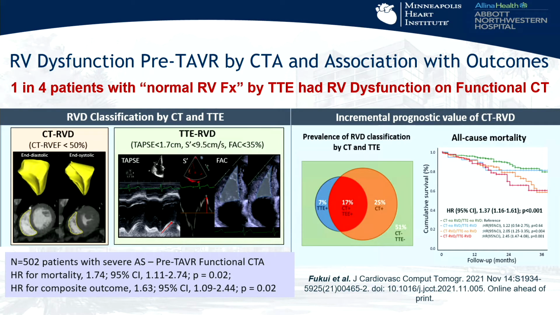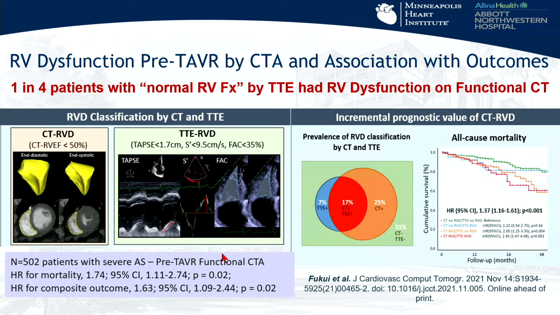This is work also by Miho Fukui looking at how does the CT evaluate and detect RV dysfunction. Echo, we have 3 parameters that sometimes might not agree with each other. You have TAPSE, you have S prime, you have fractional area change, and you have ejection fraction by CT. 500 patients, and what we saw is that in about 25% of these patients, 1 in 4 patients that were called to have normal RV function by echo, because 2D echo cannot give you ejection fraction, right? So normal RV function. They had RV dysfunction by CT with the EF less than 50%.